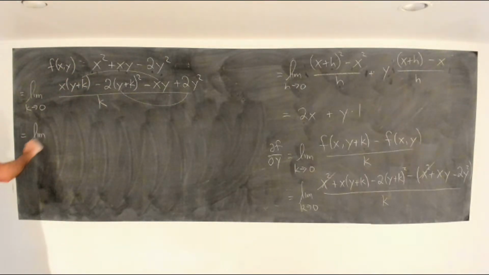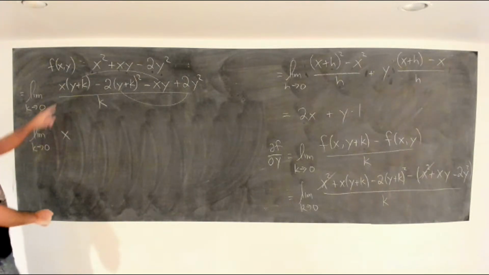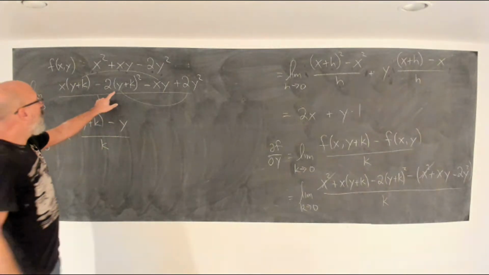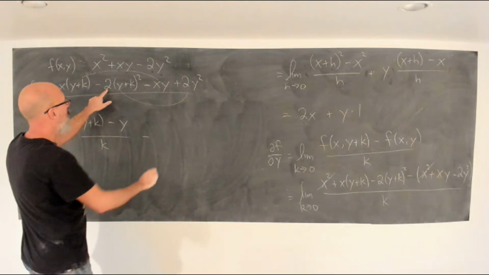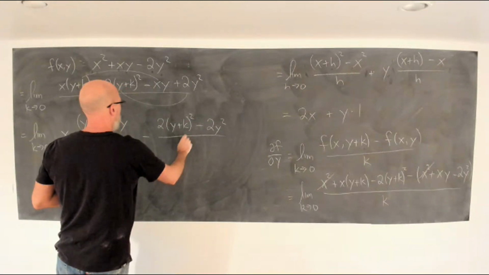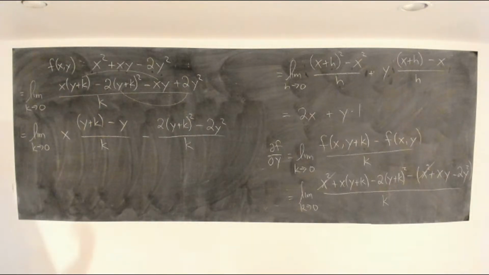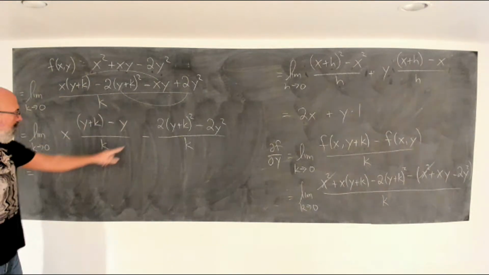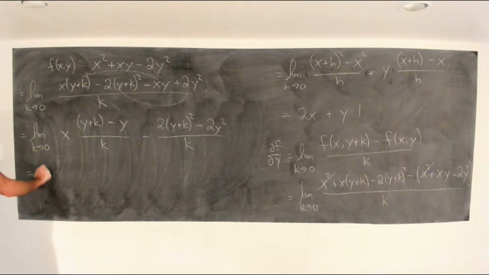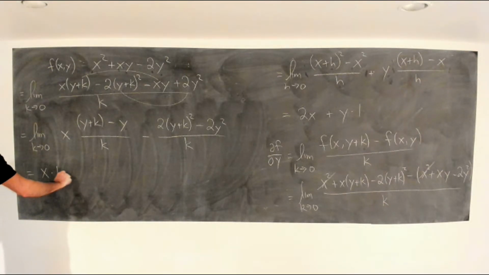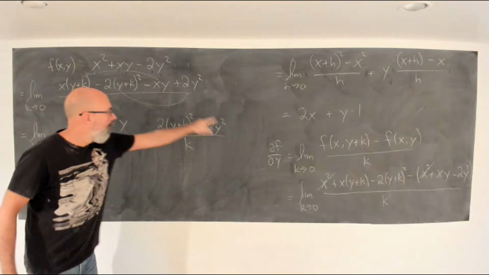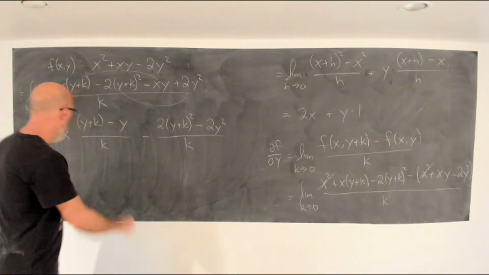Factoring out, in the first case, an x, so I get y plus k minus y. And factoring out a negative in the second case, 2 times y plus k squared minus 2y squared. And again, if you take a step back, what is happening? You recognize this as being the derivative of y. So you get x times 1. And you recognize this as being the derivative of 2y squared. So the derivative of 2y squared is going to be 4y.